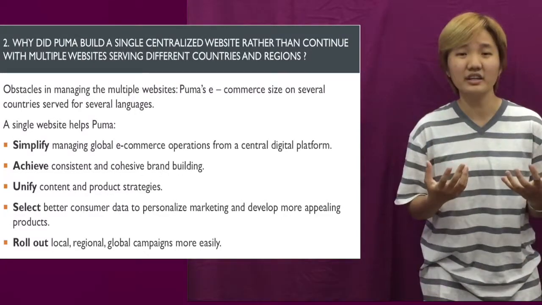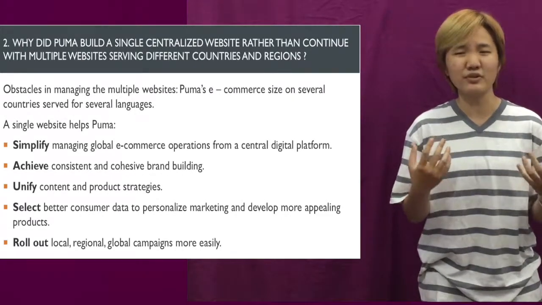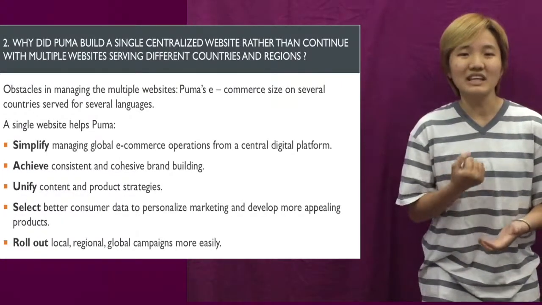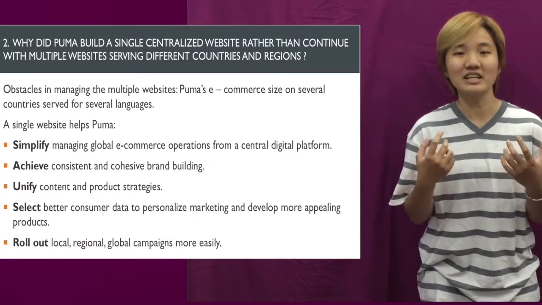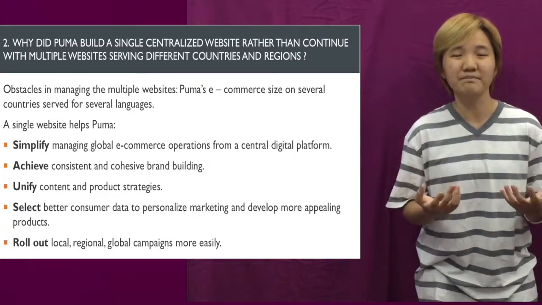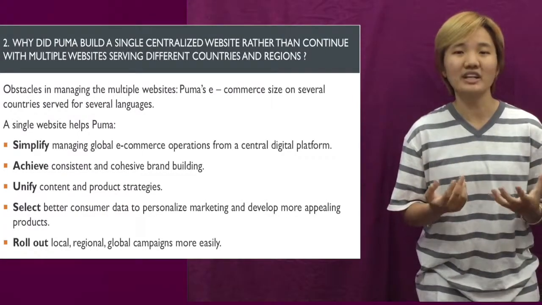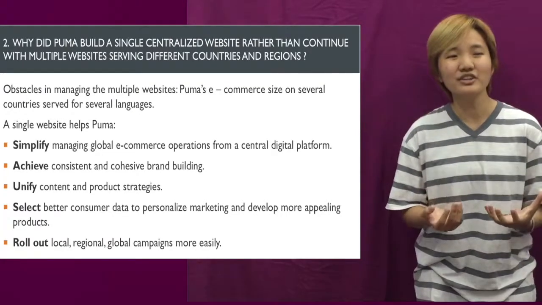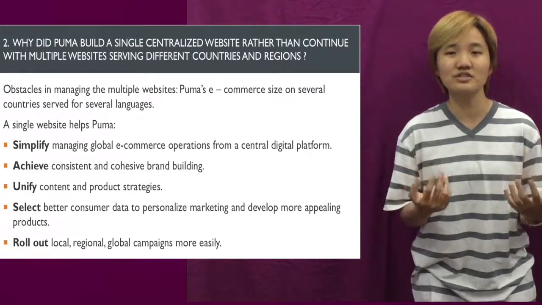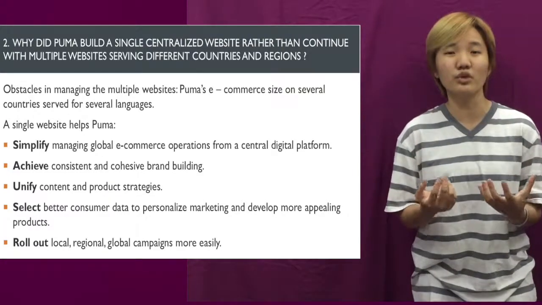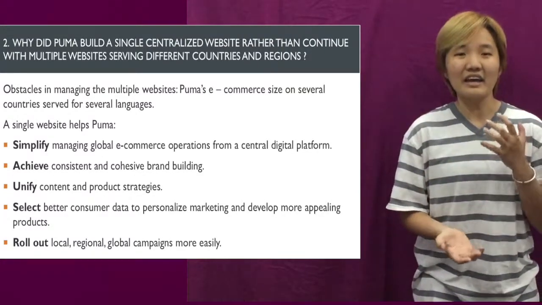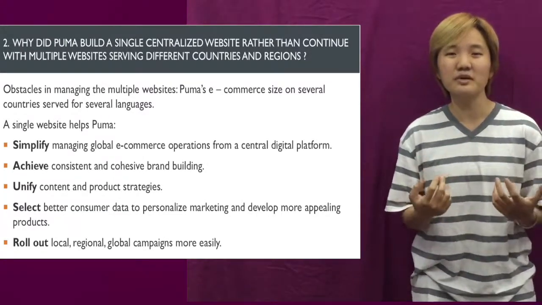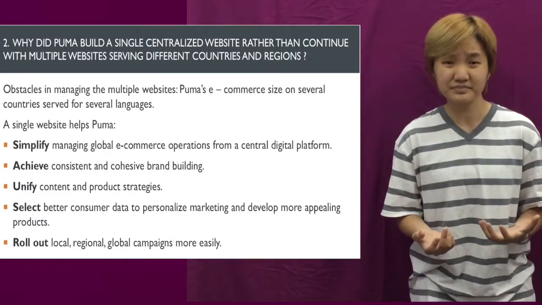First is to simplify managing global e-commerce operations from a central digital platform. Second is to achieve consistent and cohesive brand building. The third one is to unify content and product strategies. The fourth one is to gather better consumer data to personalize marketing and develop more appealing products. And the fifth one is to roll out local, regional, and global campaigns more easily.